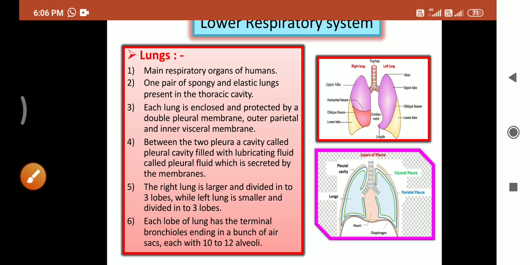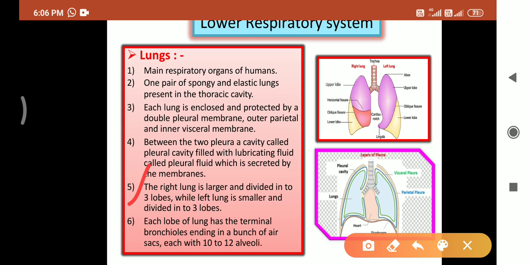Okay, next point, the right lung. Now this is also very important. When the question comes in your examination, a 3-mark question, write a short note on lungs, all these points should be clear. There are 6 points, each point carrying half a mark, so this is a very important slide for you. The right lung is larger. The right side lung is larger and divided into three lobes. You can see in this picture, this is the first, this is the second, this is the third.